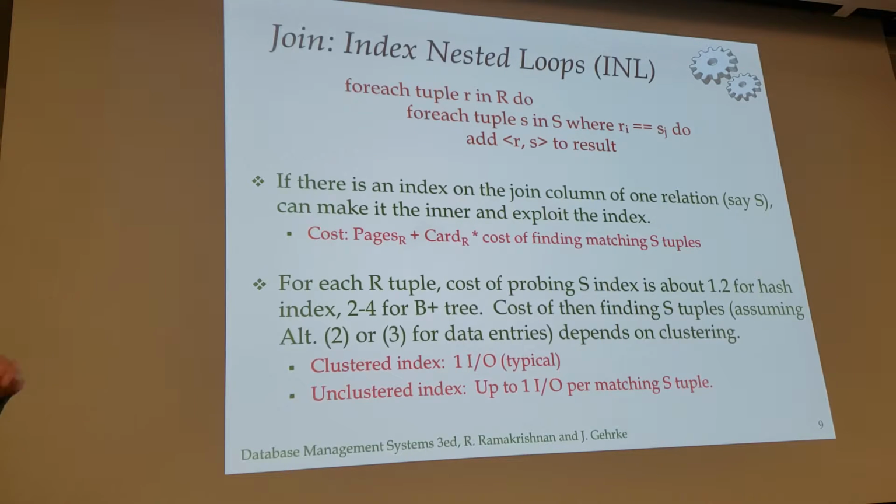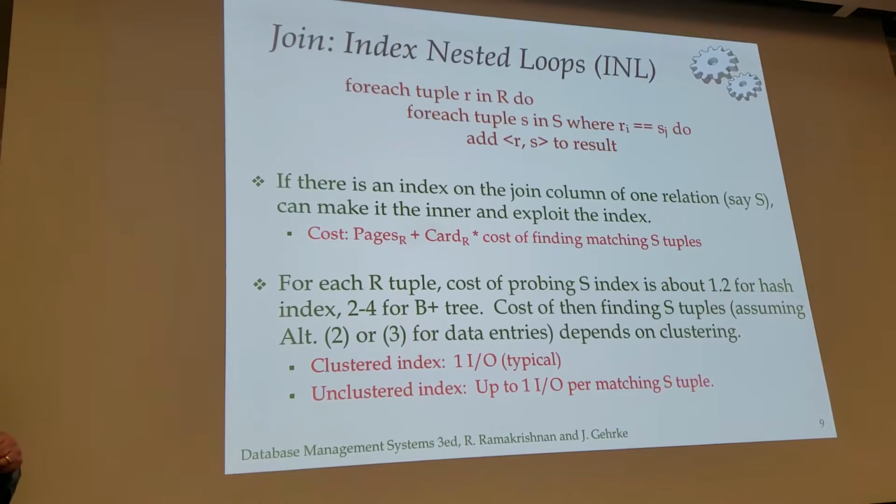So you're going to go through the pages of R, that's the pages of R part. And then for every tuple of R, that's the cardinality of R part, you're going to have to get the matching S tuples. What's the cost of that? Probing S, if you have a hash index, it's going to be a cost of about 1.2. It's going to be between 2 and 4 if you have a B tree.